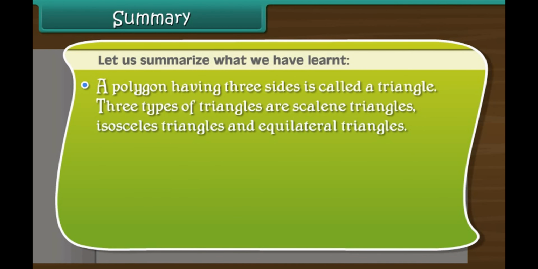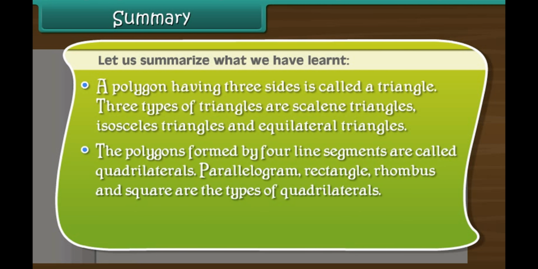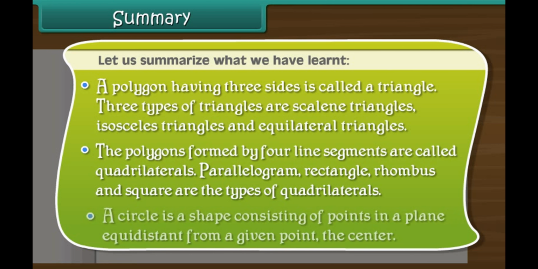A polygon having three sides is called a triangle. Three types of triangles: scalene triangles, isosceles triangles, and equilateral triangles. The polygons formed by 4 line segments are called quadrilaterals. Parallelogram, rectangle, rhombus, and square are the types of quadrilaterals. A circle is a shape consisting of points in a plane equidistant from a given point, the center.